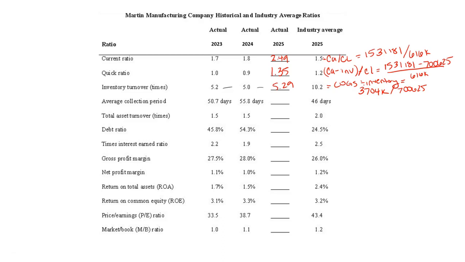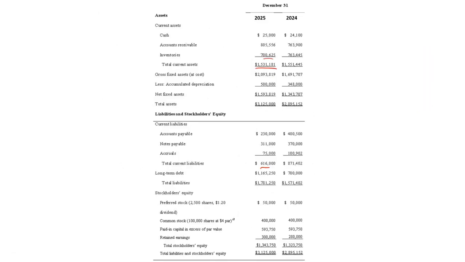Average collection period looks at how long it takes to actually receive those sales made on credit. So how long does it take us to receive our accounts receivable? This is calculated as accounts receivable divided by average sales per day. So we first need to look at our accounts receivable.